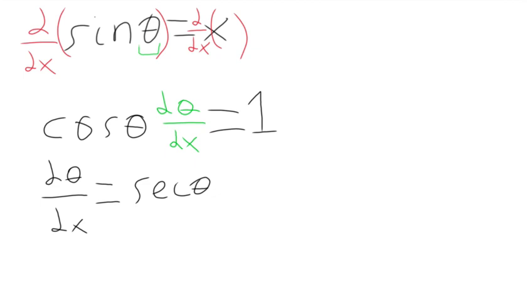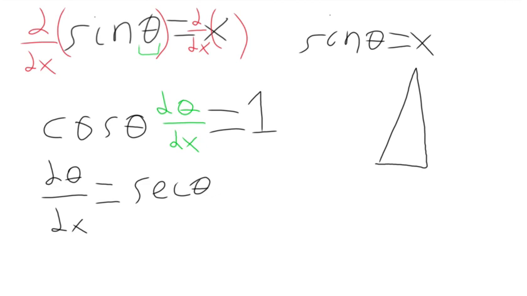But we're not done, because we have this theta right here. We can't have any theta in our final answer. So we define theta to be the inverse sine of x. In other words, we know that sine theta equals x. So what I'm going to do now is draw a right triangle to help us figure out secant.